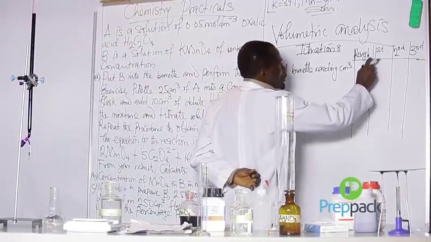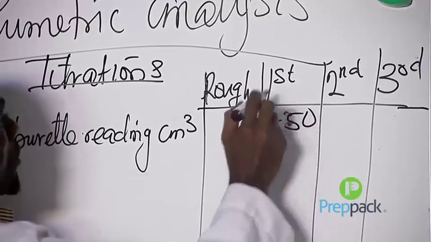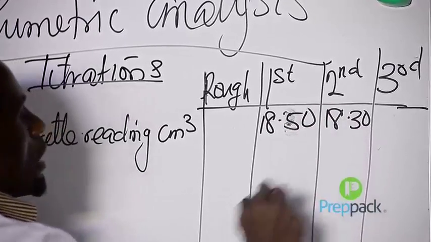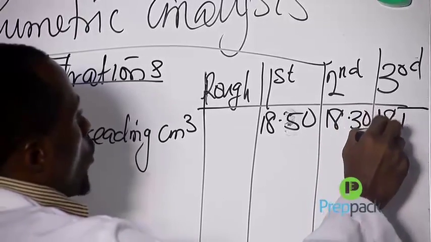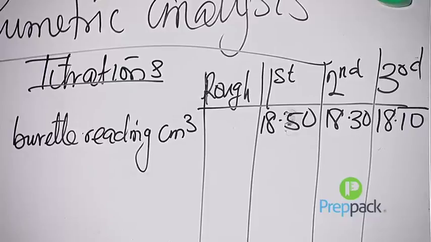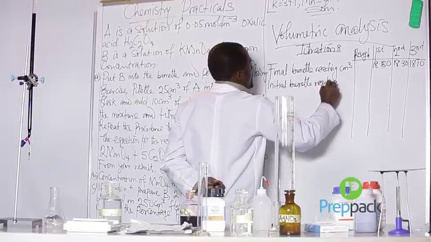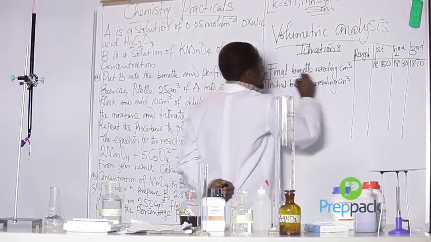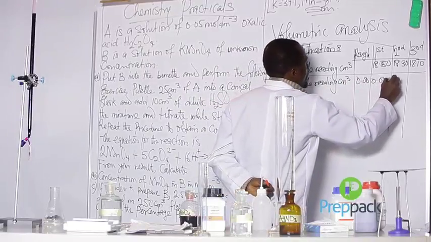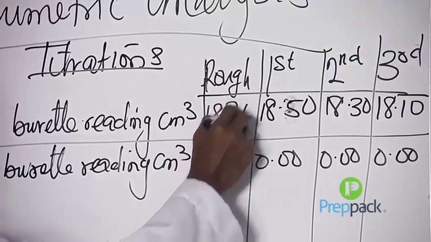Now, the first titration, as an expert, my value is 18.50. My second titration is 18.30. And the third one is 18.10. This is the final burette reading. My initial burette reading, in cm cube, I started from the zero mark on the burette, which was 0.00, all through, even from my rough. This is 18.70, my rough.